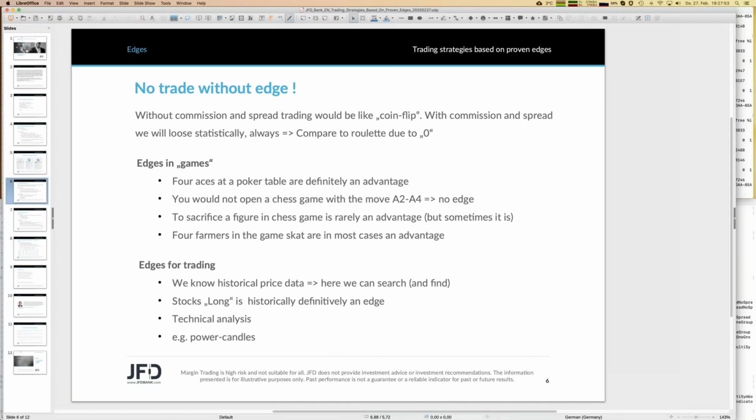It's a little bit similar to the roulette table, because you can put your money on black or red, but there's one additional color or number, which is the 0. So that's what I call a symmetry break. And if the 0 comes, everybody loses. Therefore, that's quite comparable to commissions and spread. So therefore, it's not a coin flip. You will lose finally and always if you play roulette.